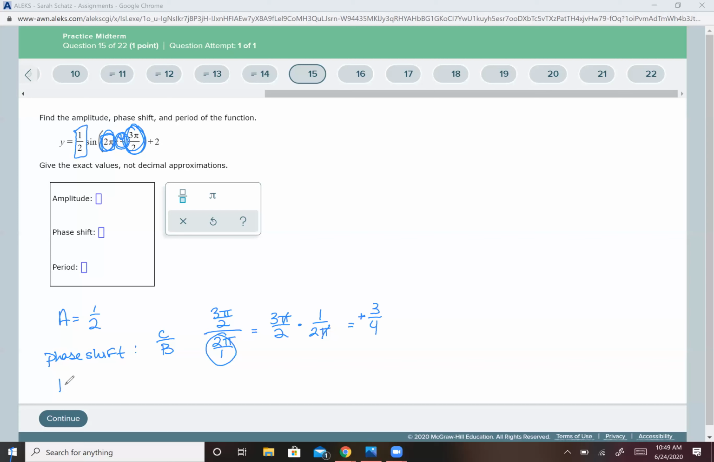All right, so the period. All right, so the period of this function, remember it involves B, but it is not B. The period is always 2 pi over B. All right, so B is 2 pi, right? I used that in the phase shift. So 2 pi over B is 2 pi over 2 pi. What's that, guys? Fraction with the same thing on top and bottom is 1. So you guys, your period for this one is 1.